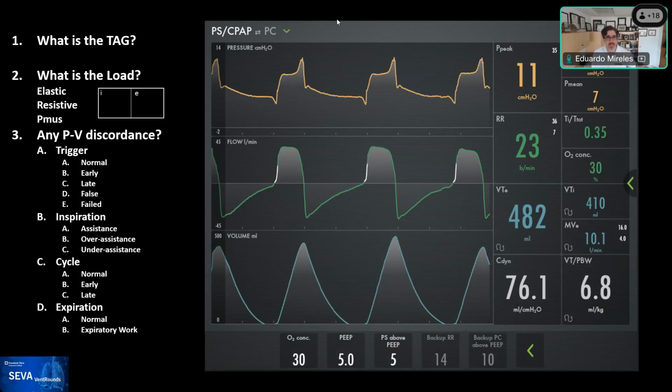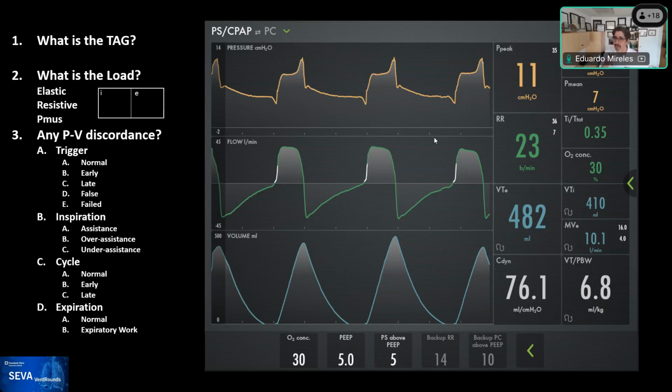Rob, has they put anything in? Not so far. Volume control, CMV. Pressure control, CSV. Another CSV.